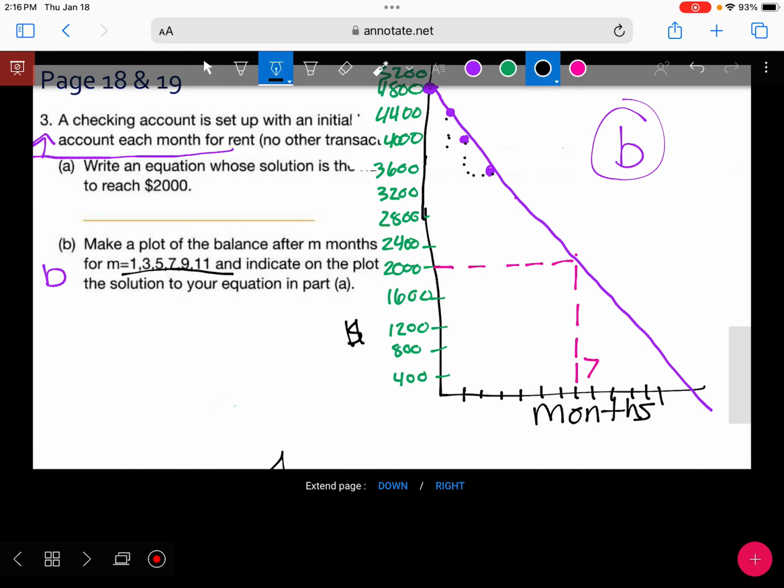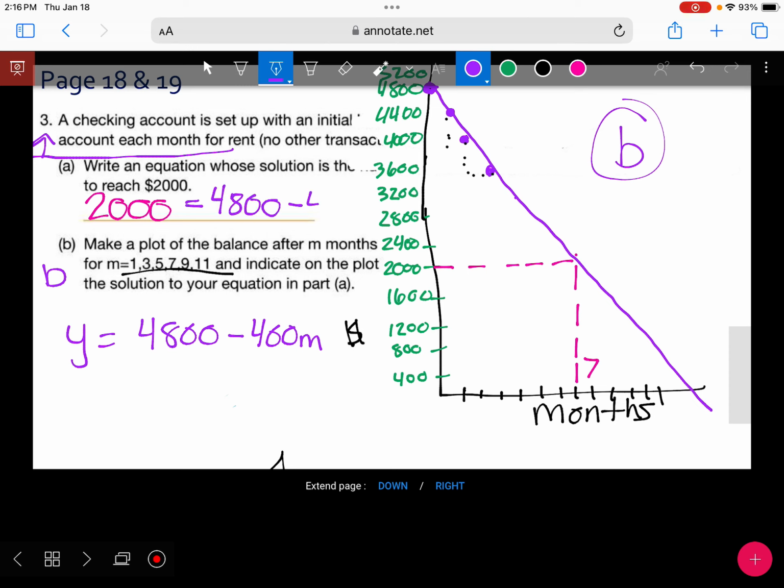So what we can do, our basic equation, the line we wound up graphing, was the equation y equals 4,800, where we started, minus 400 m each time. So the equation for how we found this solution is 2,000, that was our y value, equals our 4,800, where we started, minus 400 each month.